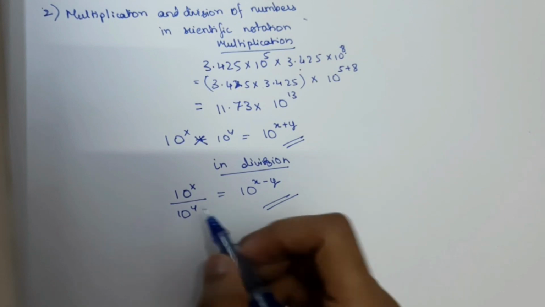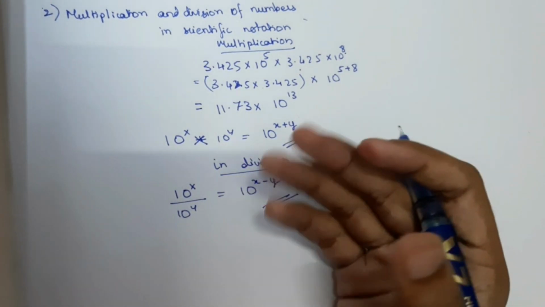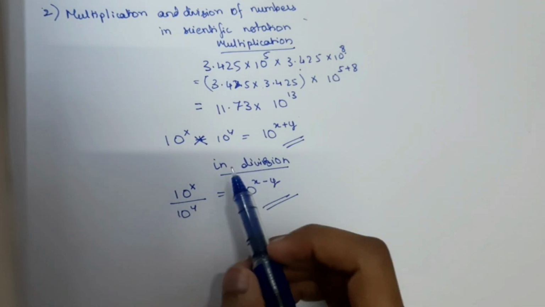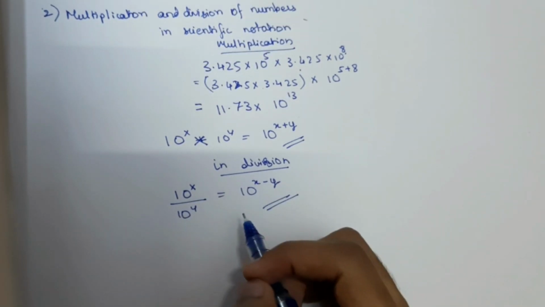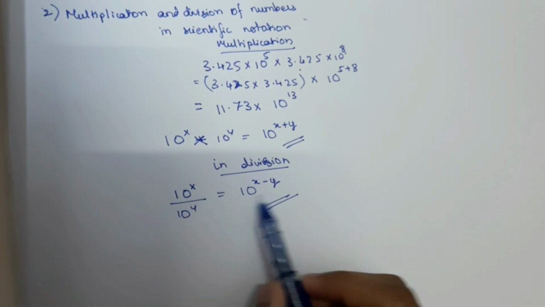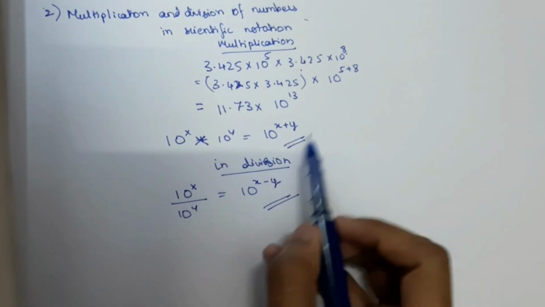The base numbers should be the same. It is not necessary for it to be 10, but whenever the same number with different exponents or powers is divided, this is what happens, and whenever they are multiplied, this is what happens.